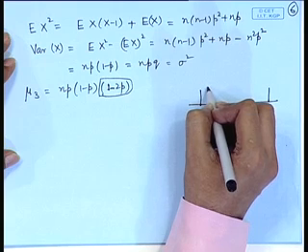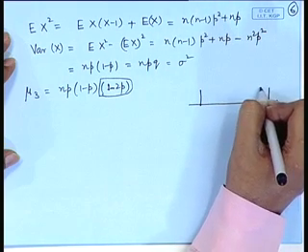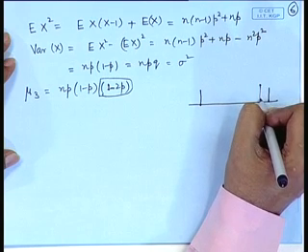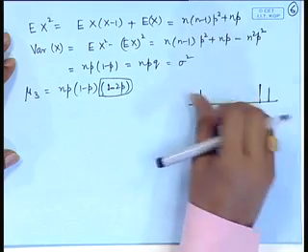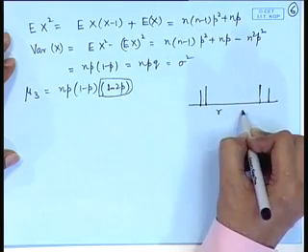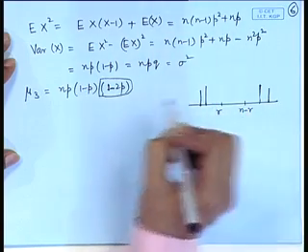The second one is n c 1 p into q to the power n minus 1. The last but one is n c n minus 1, which is again the same as n c 1 p to the power n minus 1 into q. So if p and q are the same, then the rth term will be the same as the n minus rth term, and therefore it will be a symmetric distribution.